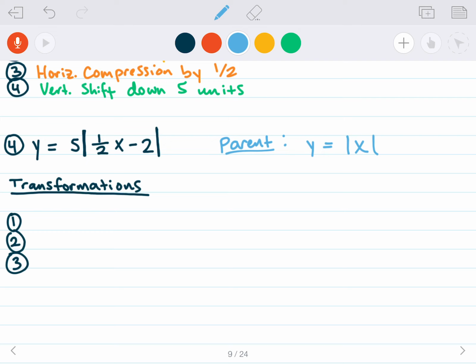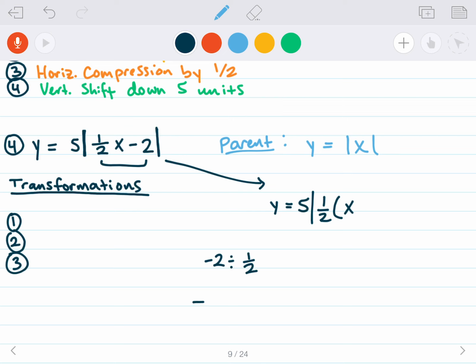Okay? And so what are the transformations that are taking place here? Well, the first thing I want to do is get this into the proper form because I noticed that the coefficient of x isn't 1, and I need it to be 1 to talk about the shifts. So the first thing I want to do is factor out that 1/2 on the inside of this absolute value bar. Right? I'm just dividing 1/2 x by 1/2 and also -2 divided by 1/2.